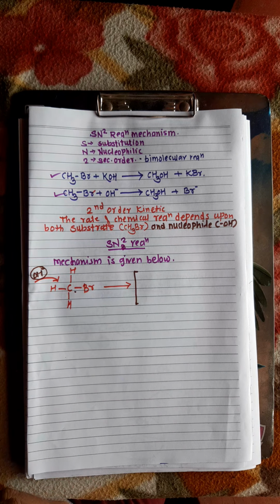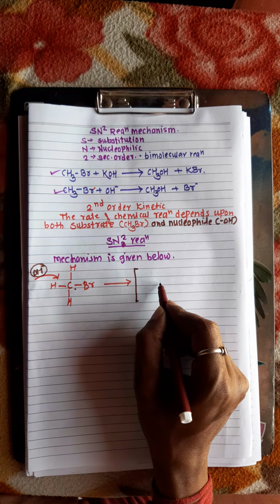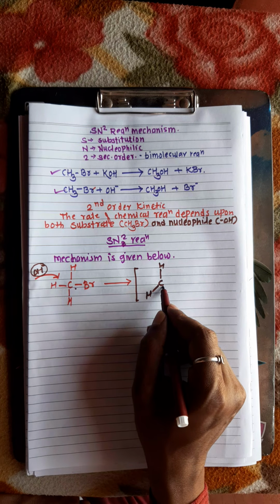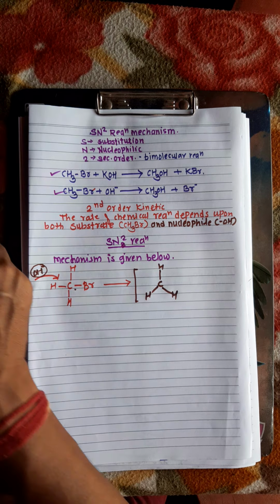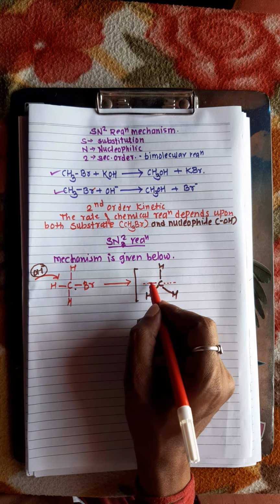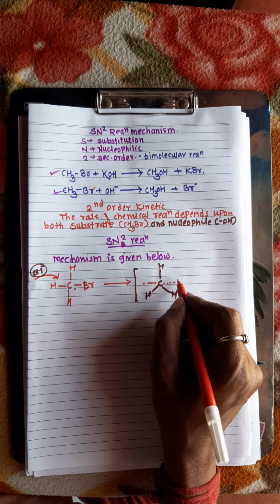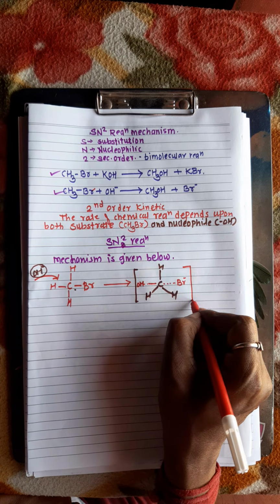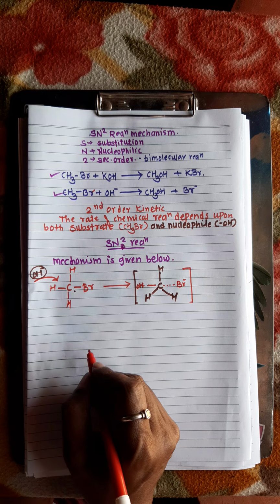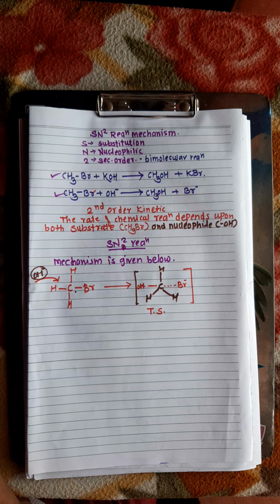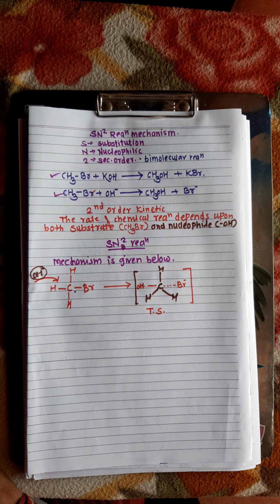In the transition state, what happens? Both the nucleophile as well as the leaving group are partly bonded to the carbon atom, and this is called the transition state of the nucleophilic substitution reaction.